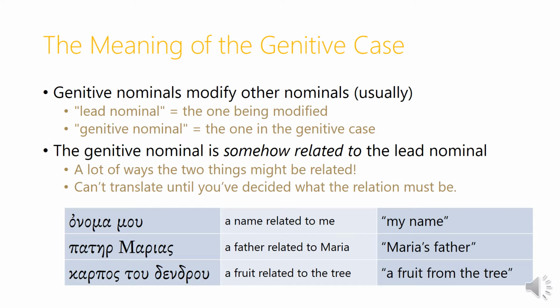Karpos tu dendru is a fruit that's somehow related to the tree. And so we might say a fruit that comes from the tree, or a fruit from the tree. Well, that's a different relationship again between the fruit and the tree. So you can see that one approach to the genitive is simply to leave the genitive as one big category, and in each case try and infer from context what the relationship is between the genitive nominal and the lead nominal.